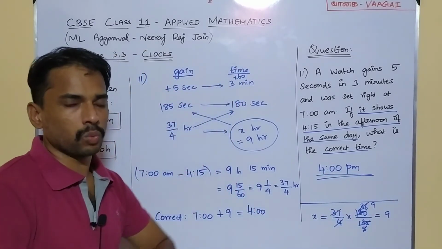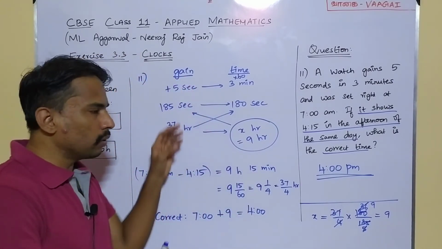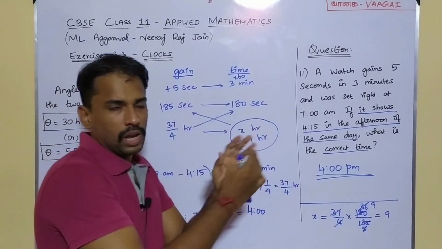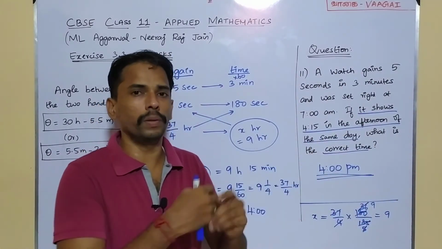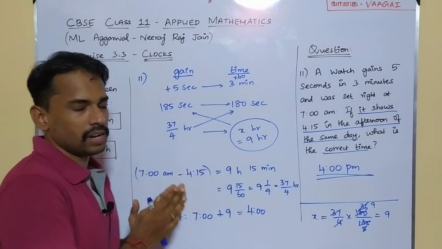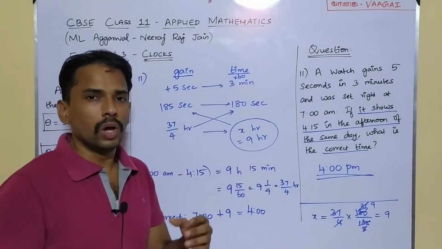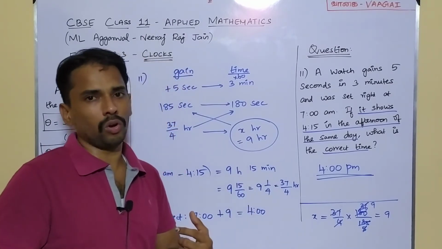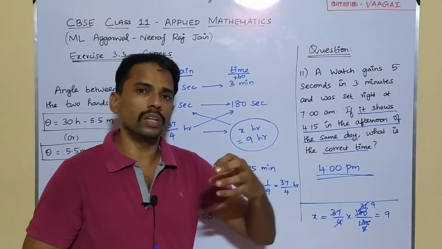Okay, let me just summarize what I have done here. In our previous problems, we had our calculation with respect to the correct clock, and what would be the time on the gaining clock or losing clock, I mean the wrong clock. But this time our question was the same comparison, but instead of asking about the wrong clock's time, they gave the wrong clock's time, and they are asking what will be the time shown in the correct clock.